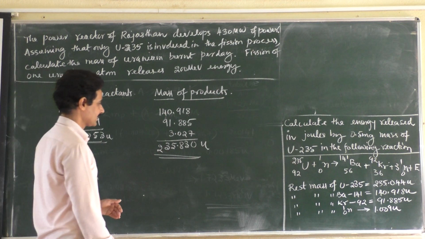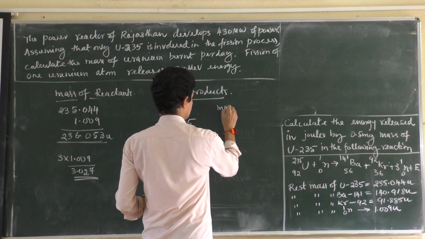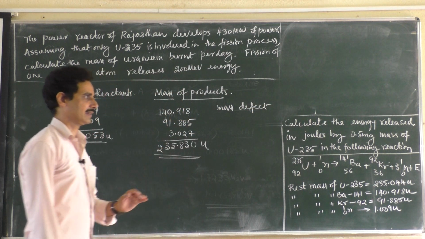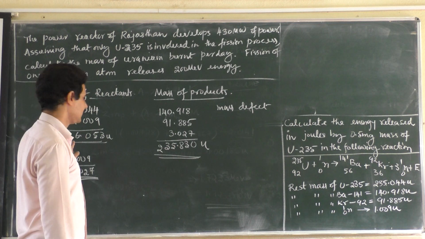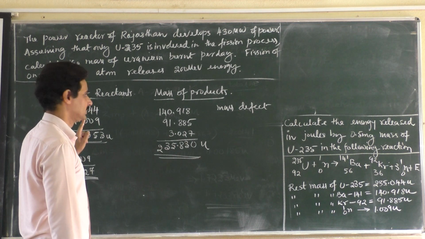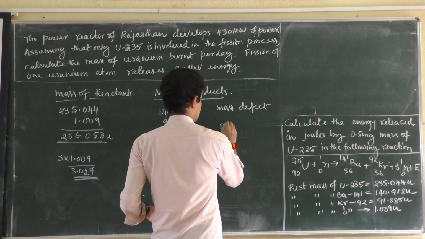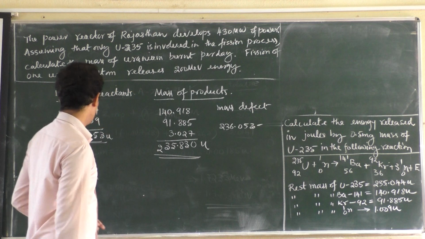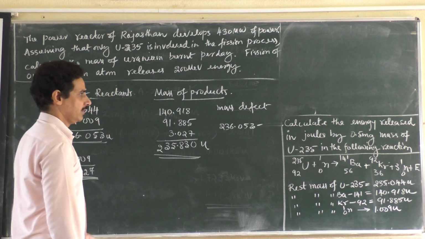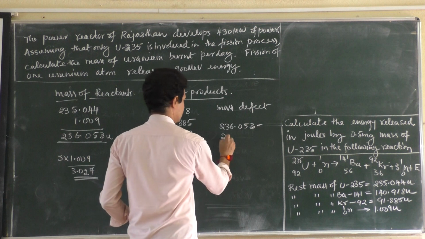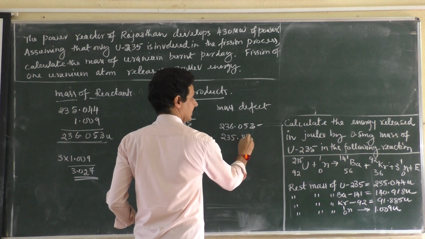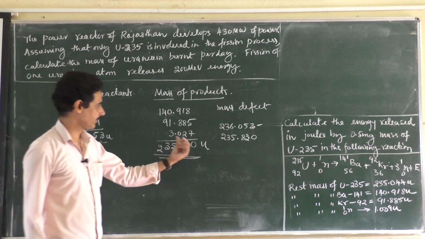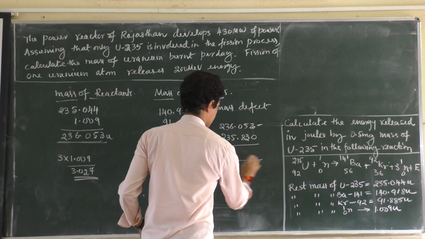So what is mass defect? Mass defect is the difference in the masses of products and reactants. So 236.053 minus 235.83. Let us see the difference.